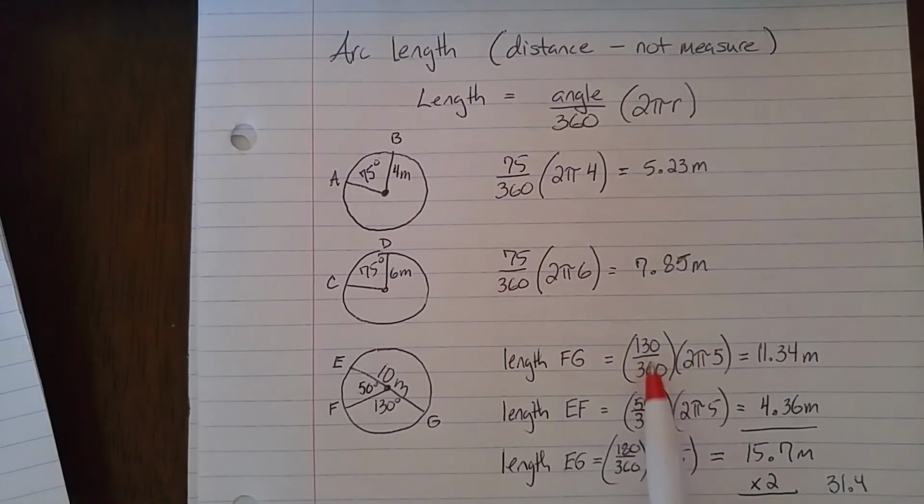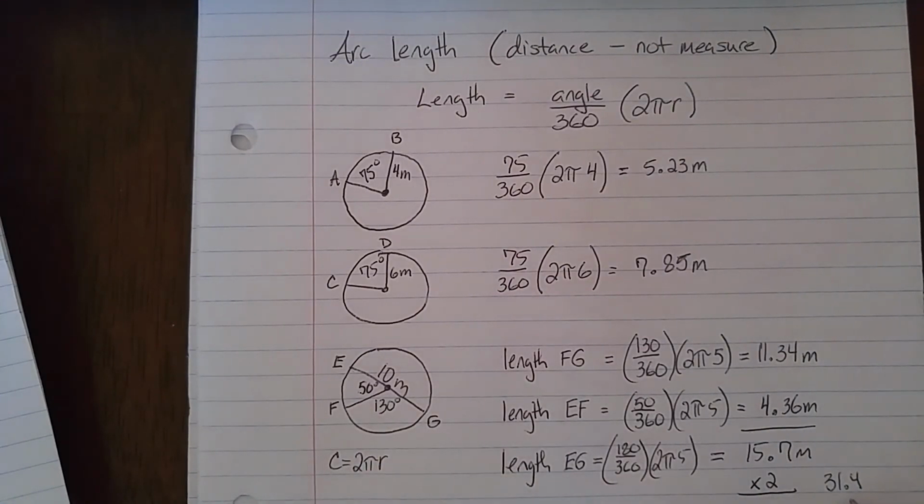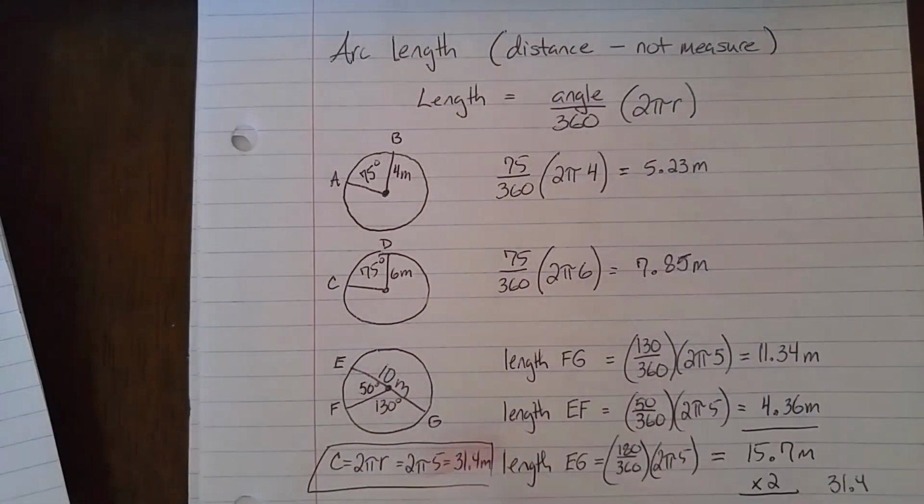Now, if I take 100%, 360 over 360 times 2 times pi times 5, or if I just take directly my circumference formula, circumference equals 2 pi r, I should get the same number if we did everything correctly. So I have 2 times pi times radius, which is 5. And when I multiply that in the calculator, I get 31.4. So with this problem right here, you can see how all these bits are related. Hopefully this makes sense to you.